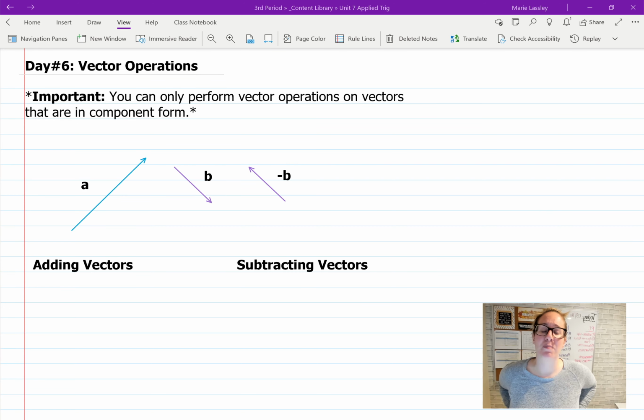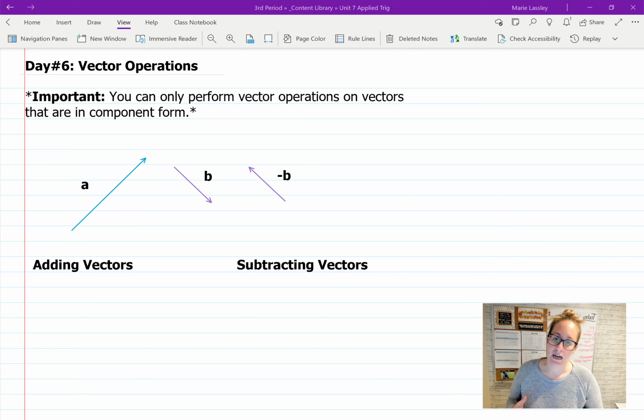But the first most important thing that you have to remember when you're doing any kind of operations with vectors, you can only perform these operations on vectors that are in component form. If you don't know how to put a vector in component form, you need to go watch the last video. So that is number one, the most important rule. You can't add vectors that don't have the same kind of initial point. You need that starting at 0, 0 in order to do these operations.